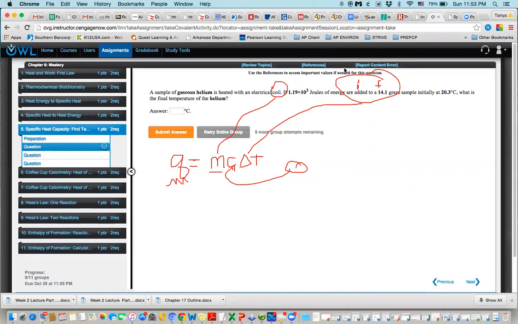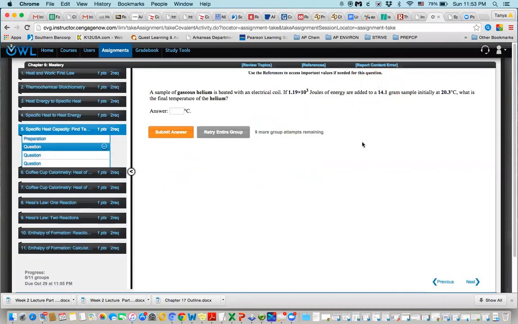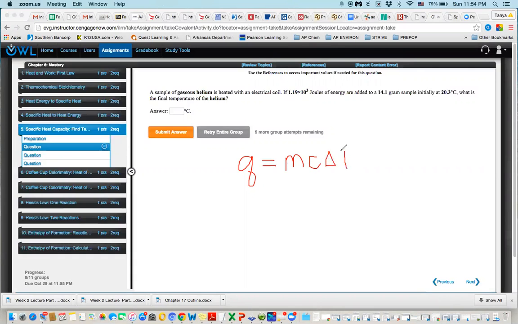Get this off the screen. Okay, a sample of gaseous helium is heated with an electrical coil. If you've got this amount of joules added to this initially, what's the final temperature? That's the same kind of problem that you just saw, except this time you're using a different part of Q equals MCΔT. So you're still going to be using Q equals MCΔT, but you're looking for a portion of ΔT. You're looking for the final temperature.